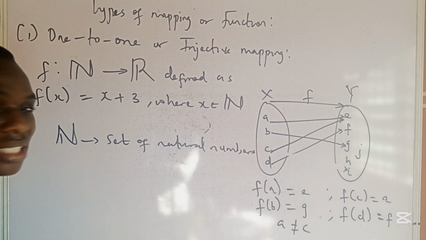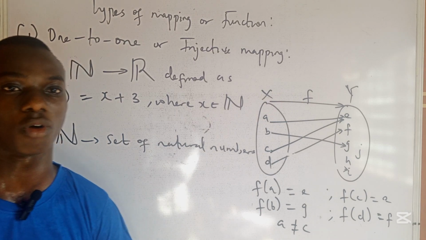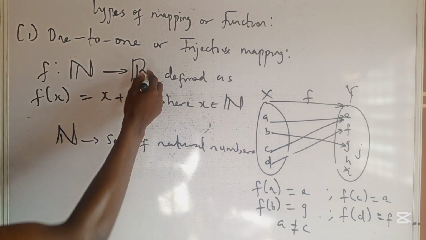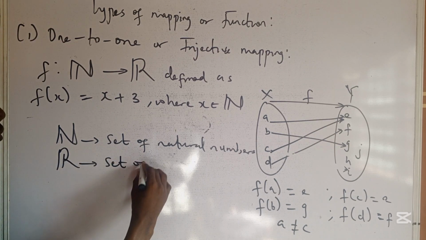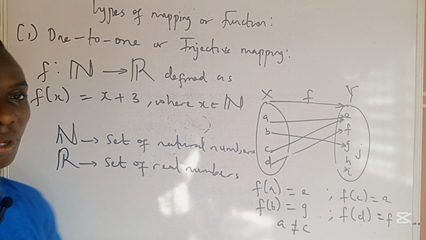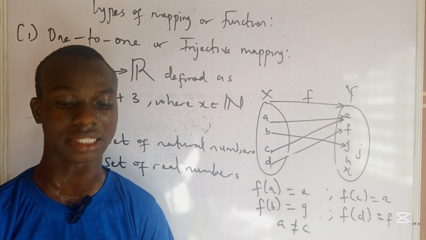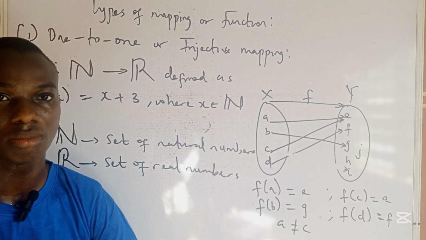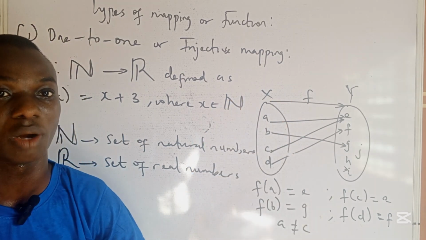And from MTS 101, the set of natural numbers are just counting numbers from 1, 2, 3 all the way to infinity. Now we have R. R here is the set of real numbers. Real numbers is a superset that contains natural numbers, integers, rational numbers, irrational numbers, and any numbers except complex numbers. Complex numbers are just the bigger superset that we have there.